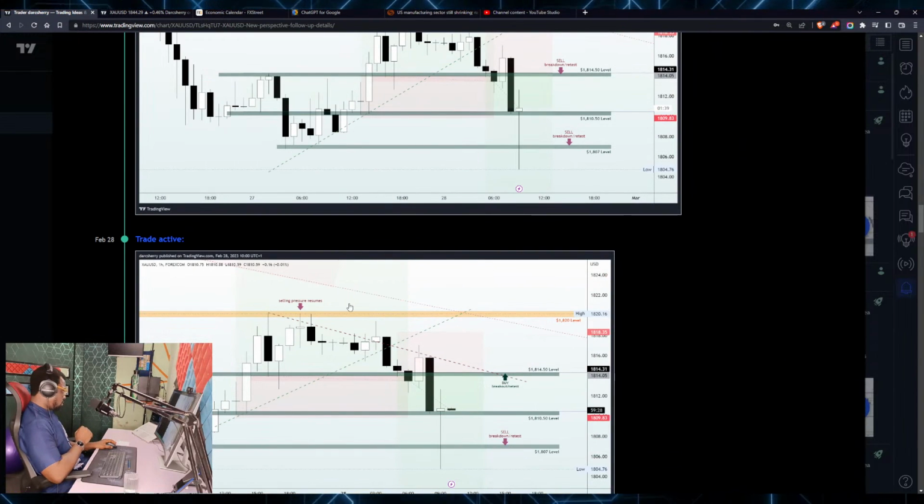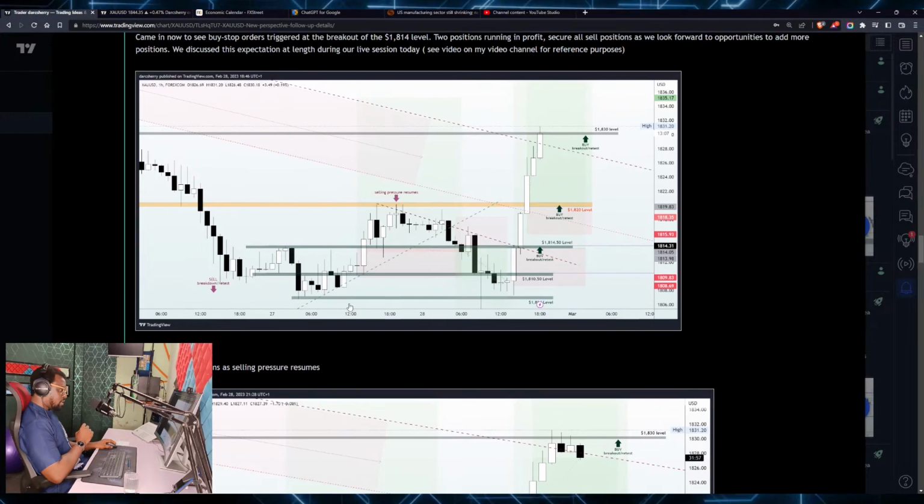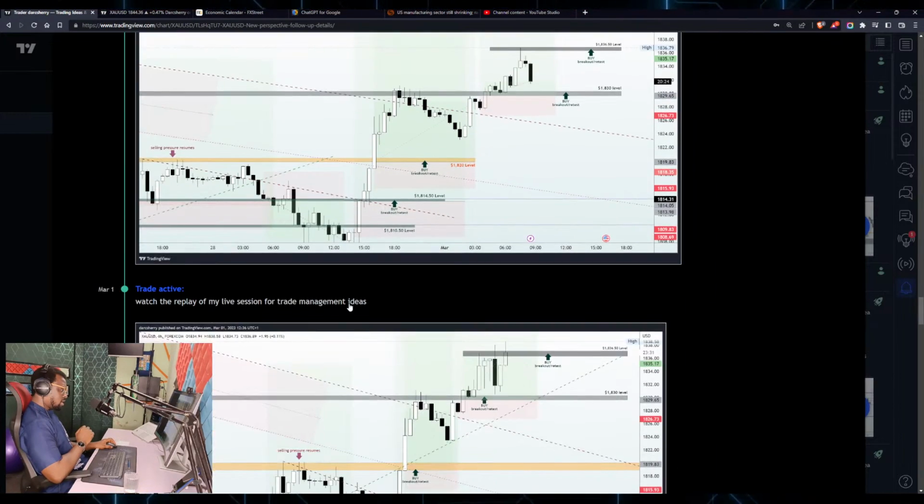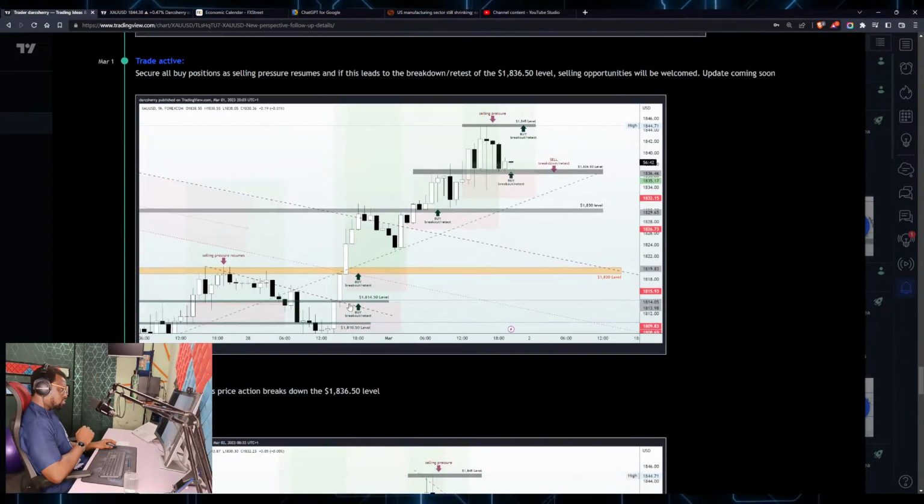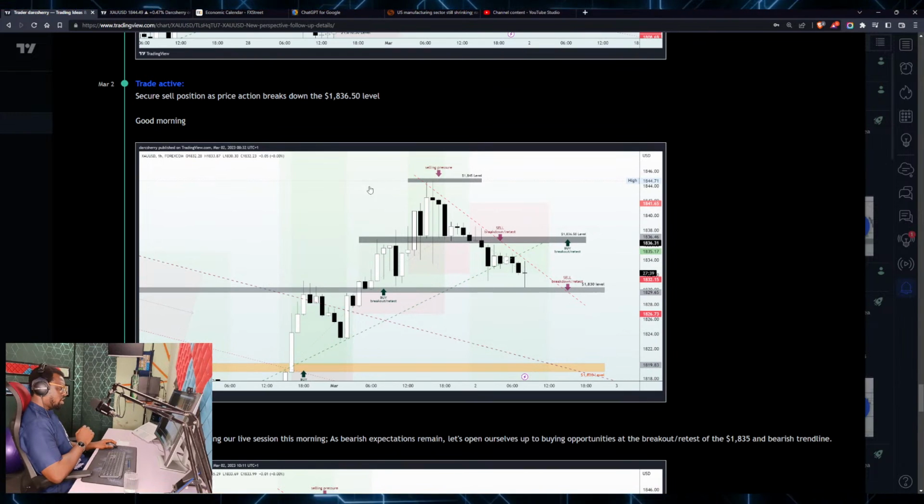So we are going to be looking at the 2nd of March. So let's zoom down, we go down to the 2nd of March. Okay, so this was the morning of yesterday's live session. Prior to yesterday's live session, we saw how price action has been consolidating between the $1,836.50 level and the $1,830.